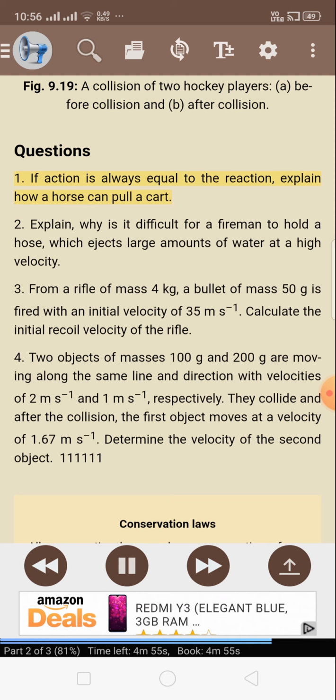Questions. 1. If action is always equal to the reaction, explain how a horse can pull a cart. 2. Explain why it is difficult for a fireman to hold a hose which ejects large amounts of water at a high velocity. 3. From a rifle of mass 4 kilograms, a bullet of mass 50 grams is fired with an initial velocity of 35 m s⁻¹. Calculate the initial recoil velocity of the rifle.